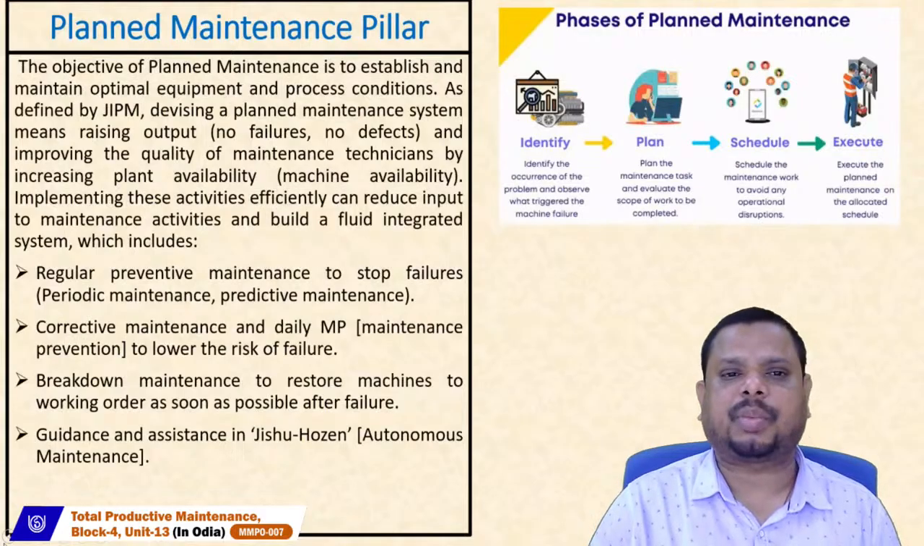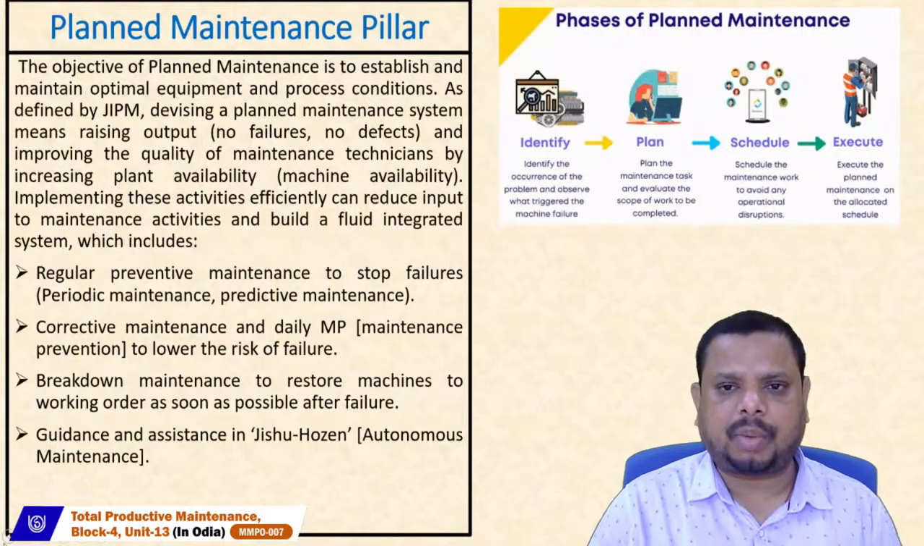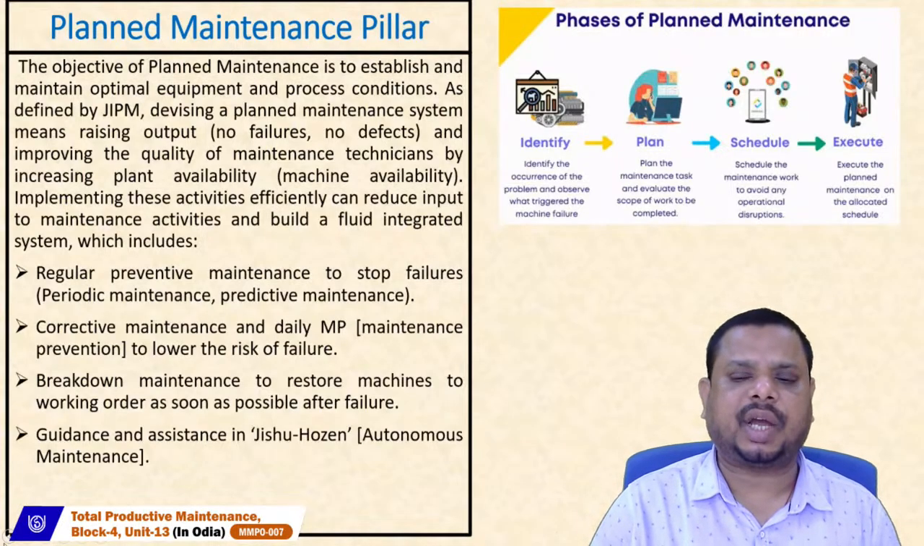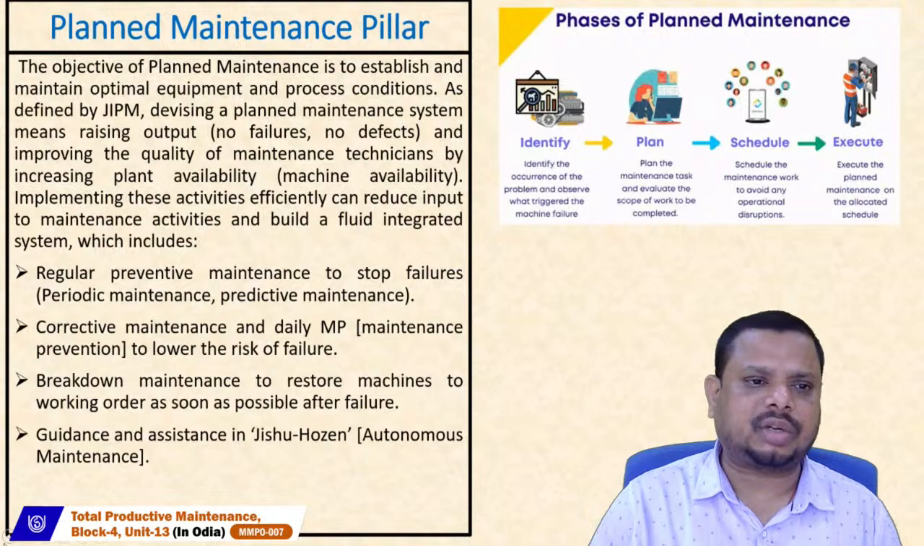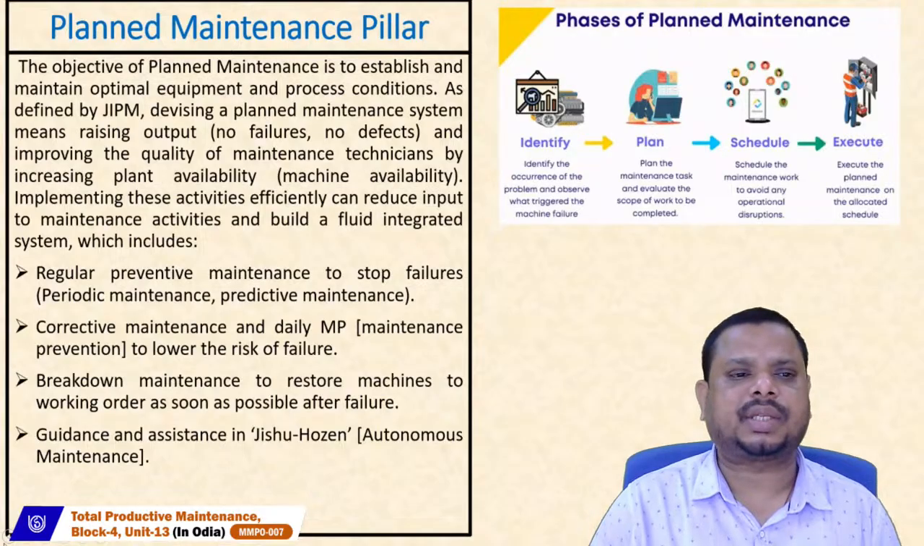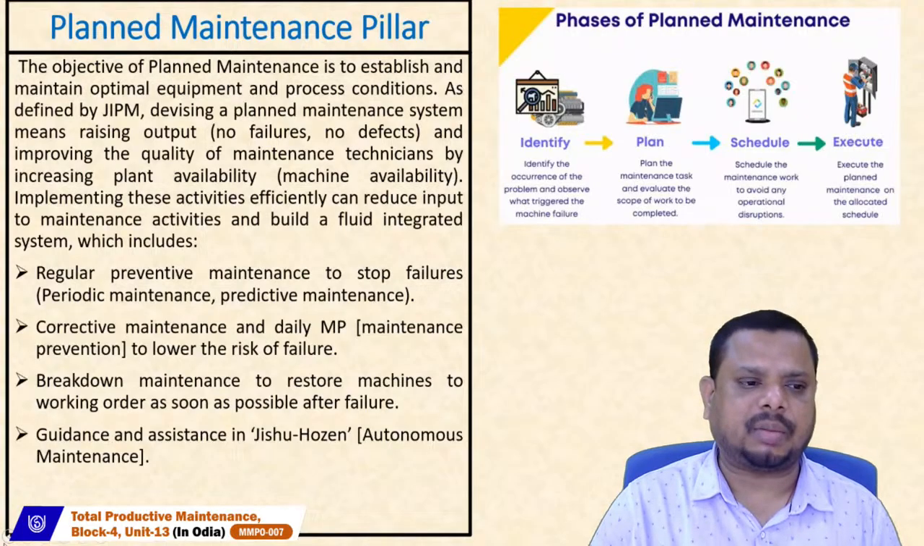The next pillar we have is known as the planned maintenance pillar. Under the planned maintenance pillar, we have four phases. The first phase is identify, then plan, schedule, and the last one is execute. So the objective of planned maintenance is to establish optimal equipment and process conditions as defined by the Japan Institute of Plant Maintenance, devising a planned maintenance system which provides output in the form of no failures, no defects, and improved quality of maintenance technicians by increasing plant availability or machine availability.